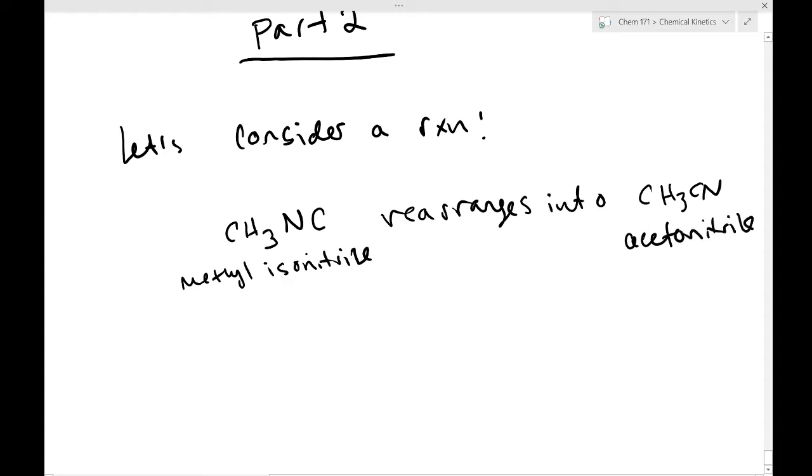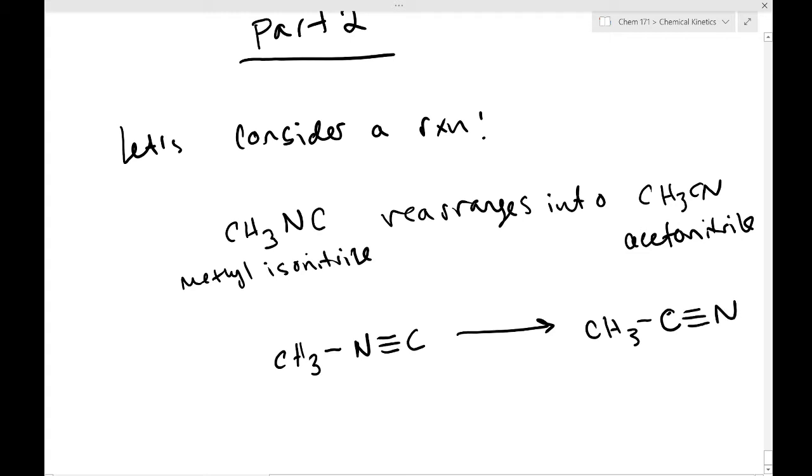Okay, now this rearrangement process looks something like this. We have a methyl group attached to an N triple bond C, which rearranges to form a methyl group attached to a carbon triple bond N. Okay, so that's what this reaction looks like.